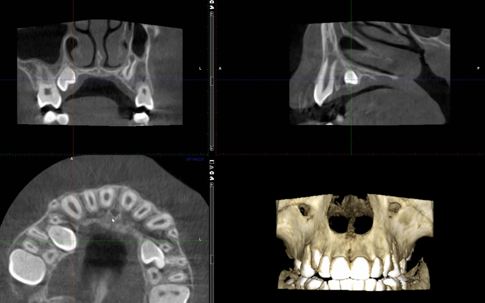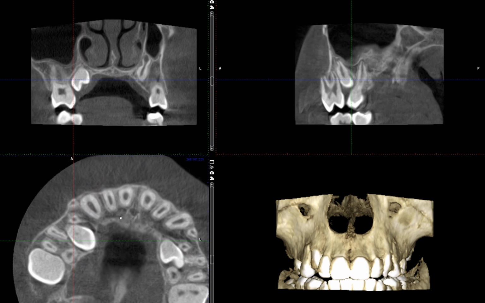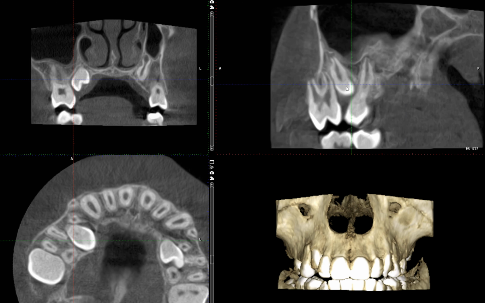Let's go ahead and turn this slide, the volume, so that I can cut through both roots of the first premolar as well as the crown of impacted tooth number 4. And this red line corresponds to this particular slide right over here. So here we see the buccal root and then the palatal root of the first premolar, and that's the impacted premolar, and here's the palatal root of number 3.